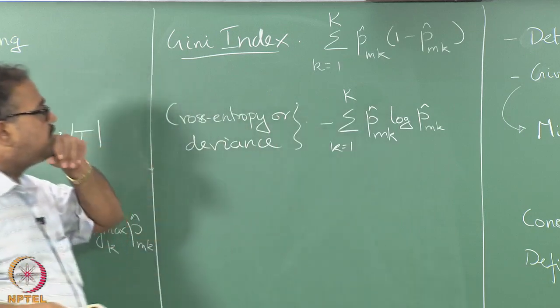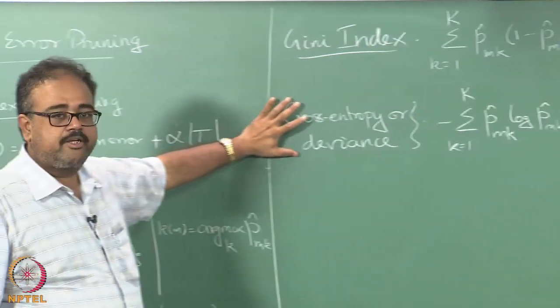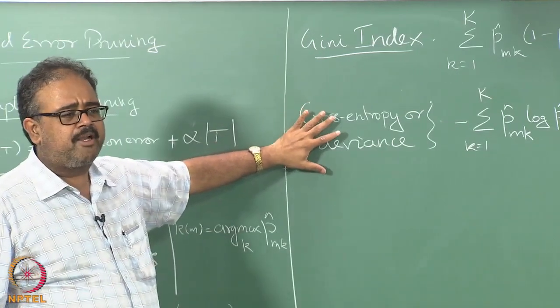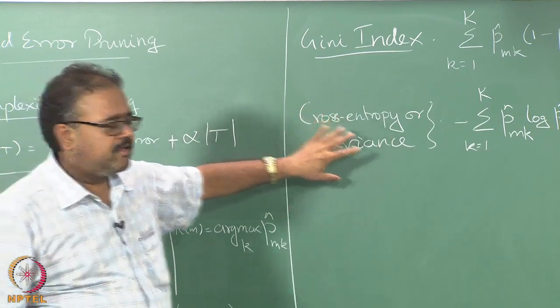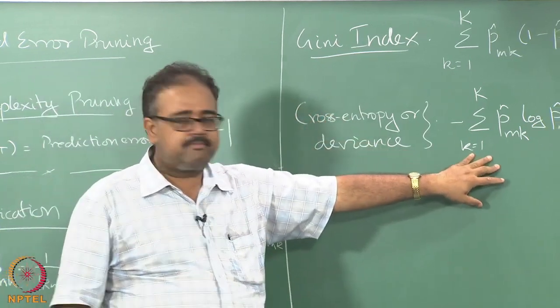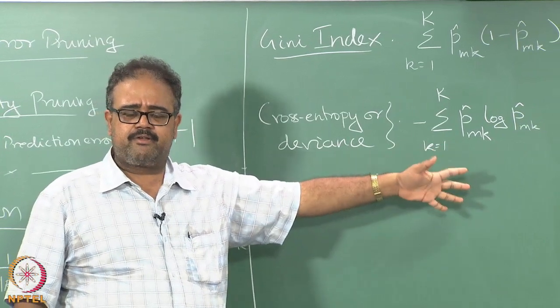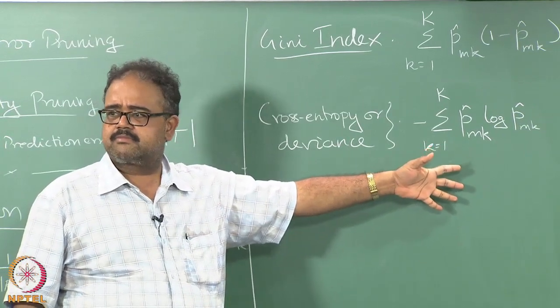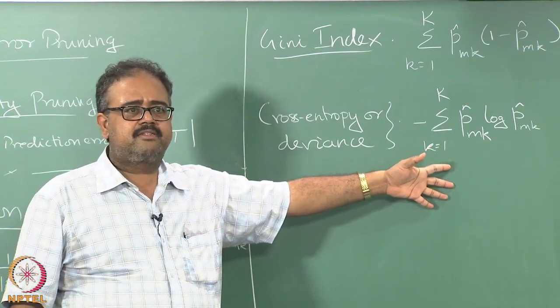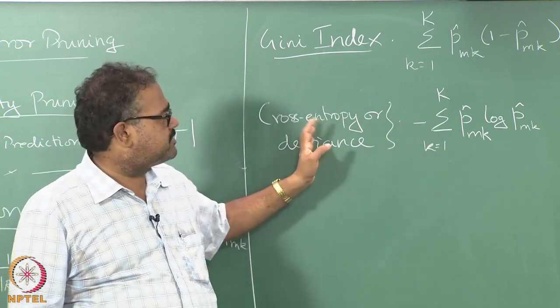So, the other popular measure is cross entropy or deviance, but it is more popularly known by another name. I will give it to you in a minute, right. And this is given by this expression. Does this look familiar to you guys? Shannon's entropy kind of thing, right. So, it is cross entropy.